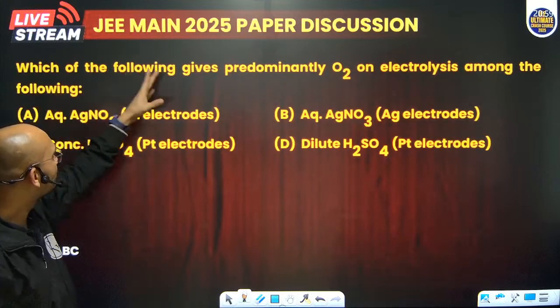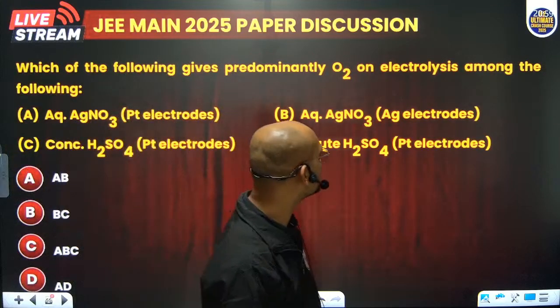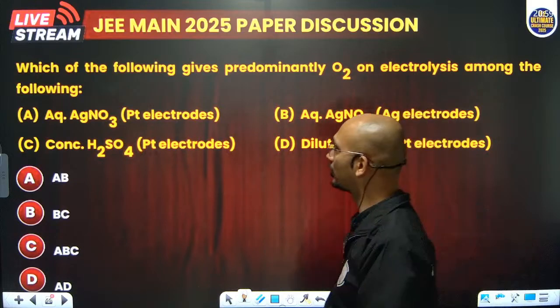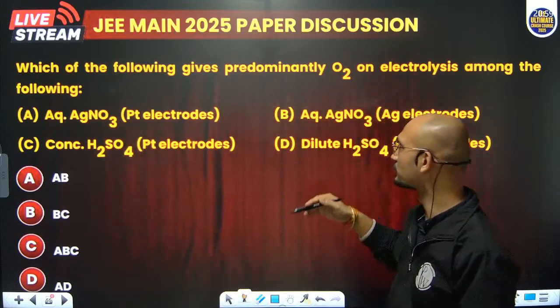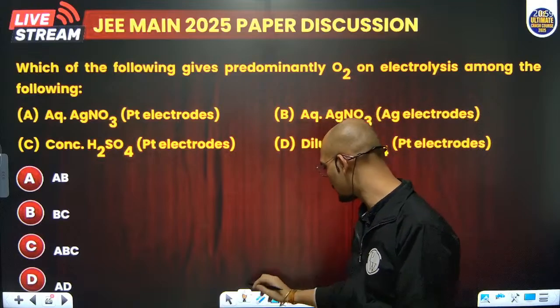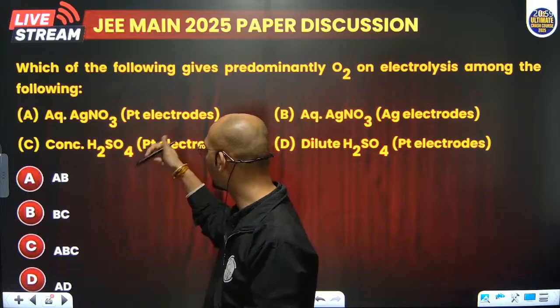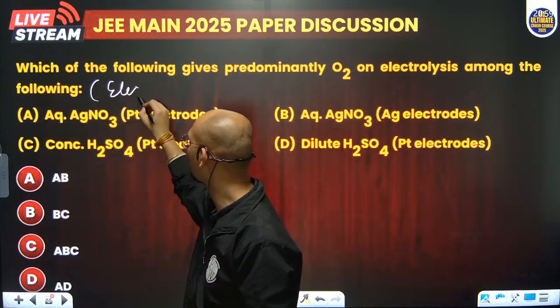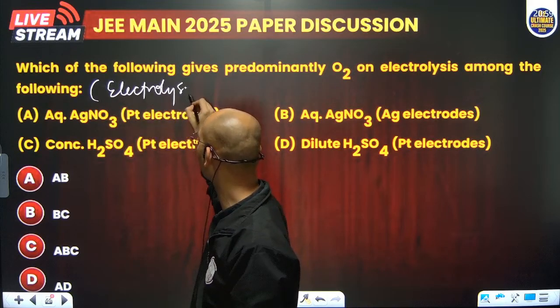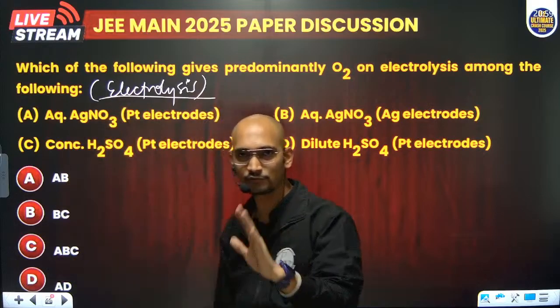Next, which of the following gives predominantly oxygen on electrolysis? Now here we have the options. It is one of the best questions. I would suggest this one for today. Why? Because it is conceptual. It is from electrolysis. Those who know electrolysis will solve it very easily.